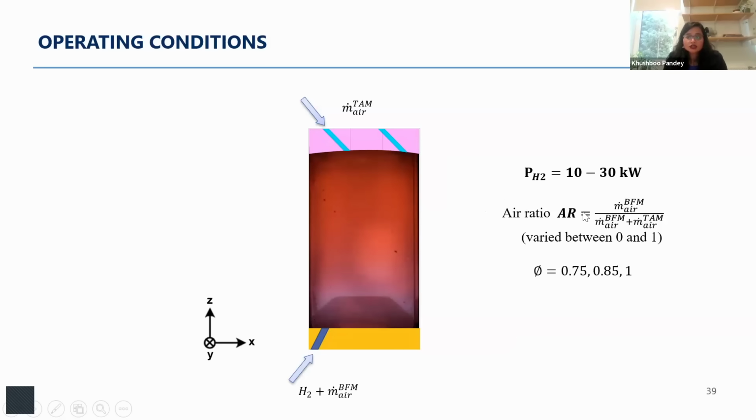So we introduce a new parameter here called air ratio. That is the ratio between the air injected from the bottom fuel manifold, in comparison to the air from the top and the bottom. So this ratio was varied between 0 and 1, where 0 is air only from the top and 1 is air only from the bottom fuel manifold, essentially leading to a premixed hydrogen jet flame.